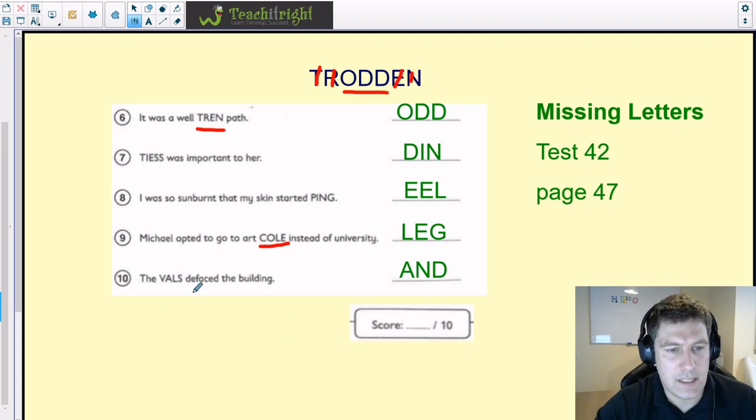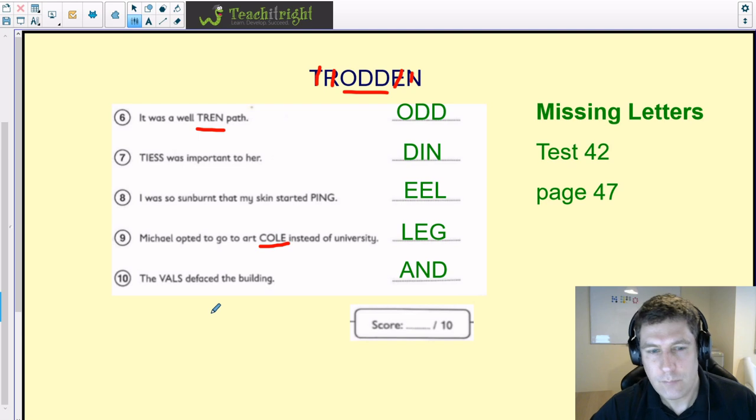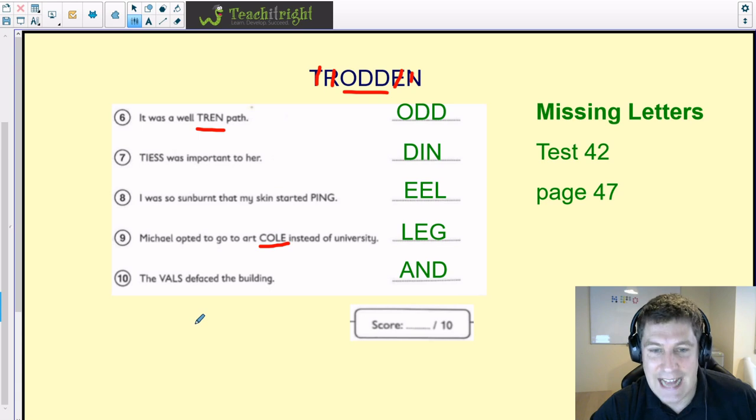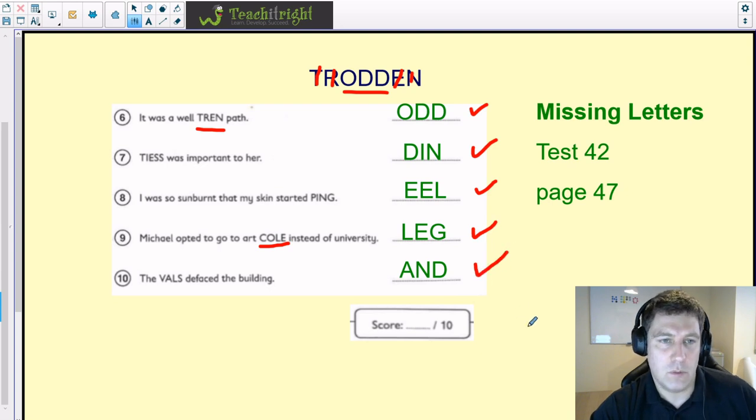The last one, the something defaced the building. Now defaced means to ruin or mark something. And what we're looking for here is vandals. Okay, and that will leave you with the word and. So again, if I could ask you to go down through and tick the ones you got right. Some quite difficult words in there, but any words you didn't know, record them in your word and meaning book. It's all good for your vocabulary.